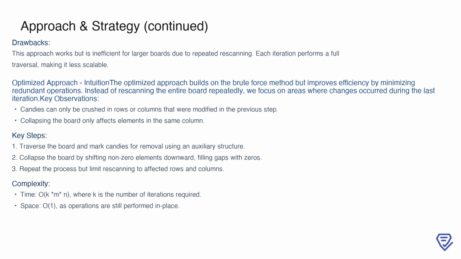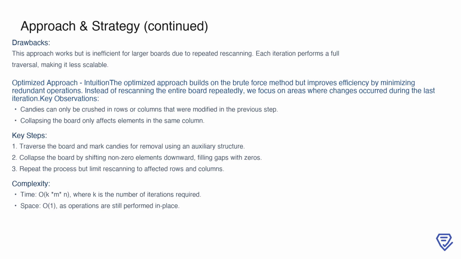For example, candies can only be crushed in rows or columns that were affected in the last step, and collapsing the board impacts elements only within the same column. By leveraging these observations, we reduce redundant operations. The key steps involve marking candies for removal using an auxiliary structure, collapsing the board by shifting non-zero elements downward, and repeating the process, but limiting rescans to affected rows and columns.